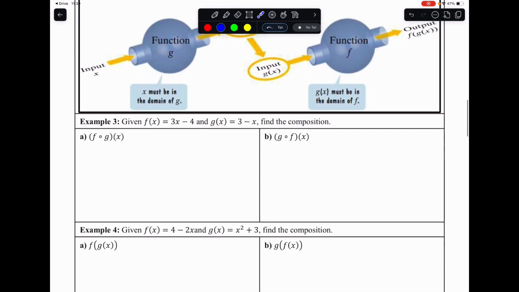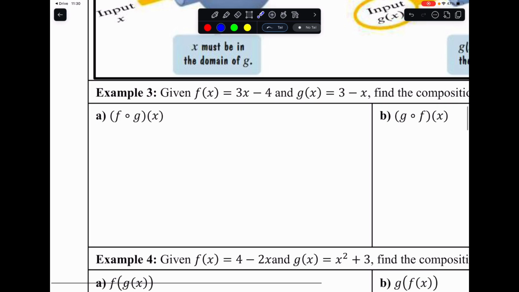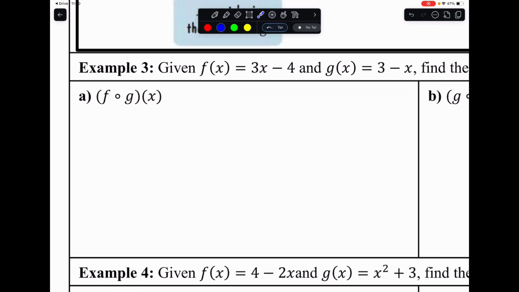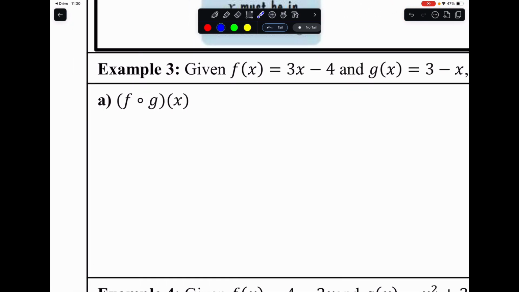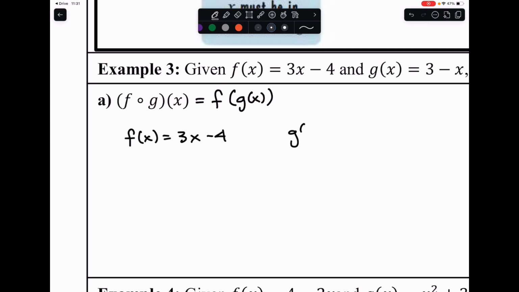So here I have my functions f and g, and we want to find the corresponding compositions for example 3. And we want to go in this order, okay? f of g of x is the way that we read this. f of g of x. And this notation means that we're going to plug in the rule of g into the x of f. So I'm going to write f first and g second.